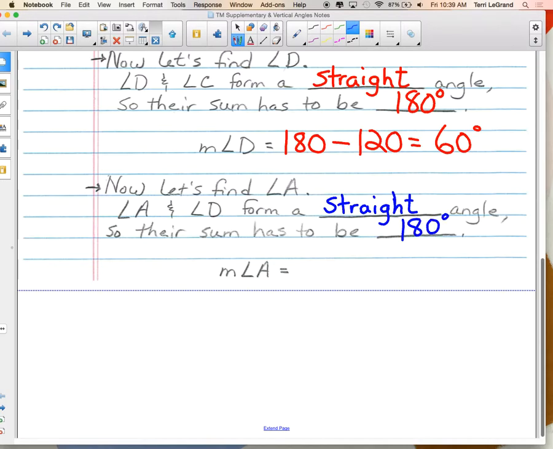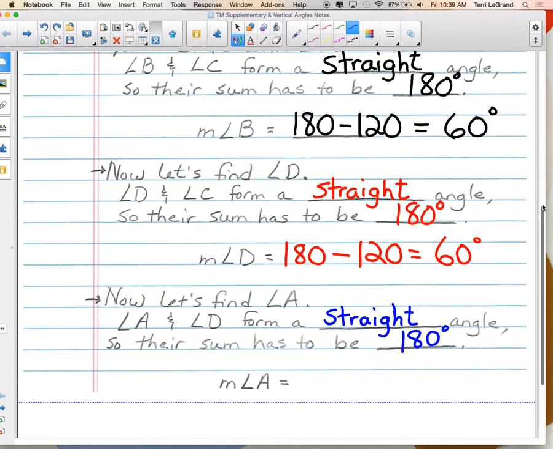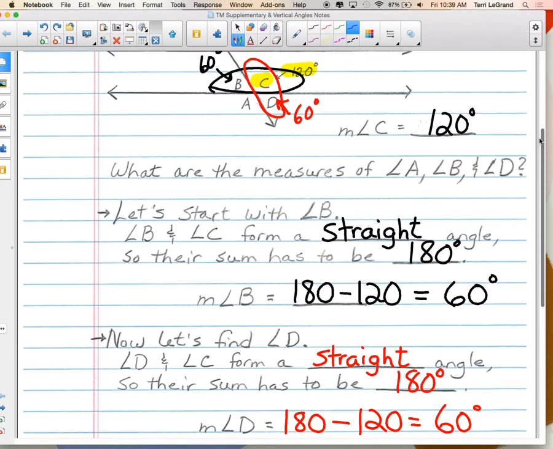Well then, what do we need to do next? 180 subtract 60. Okay, so why are we taking away 60? Let's be reminded why we're going to take away 60. Because I agree with you. Can you tell me why? What two angles are we talking about right now?